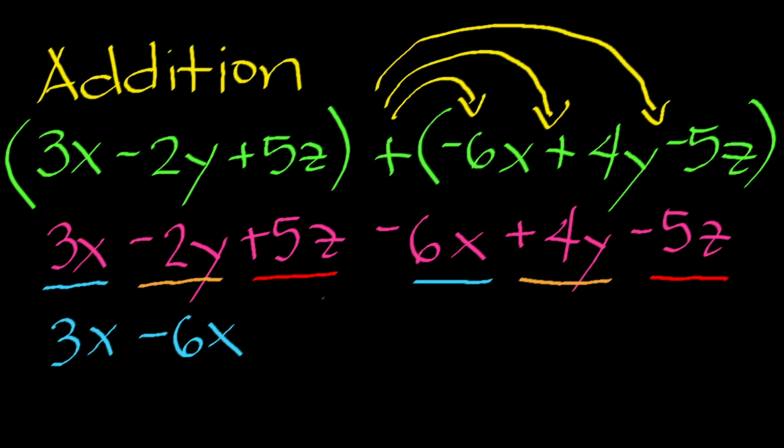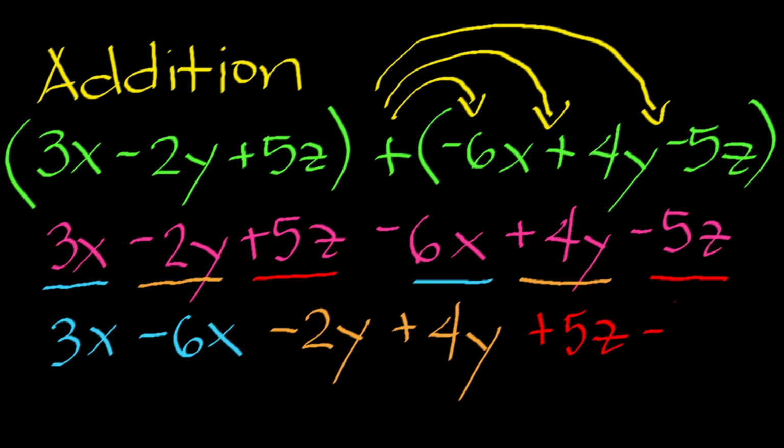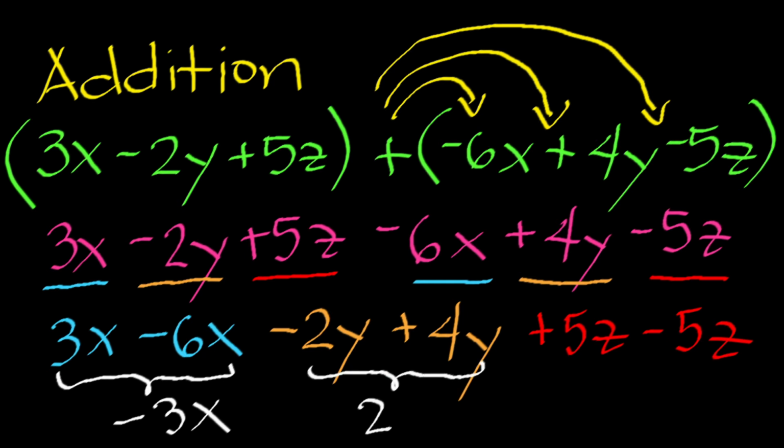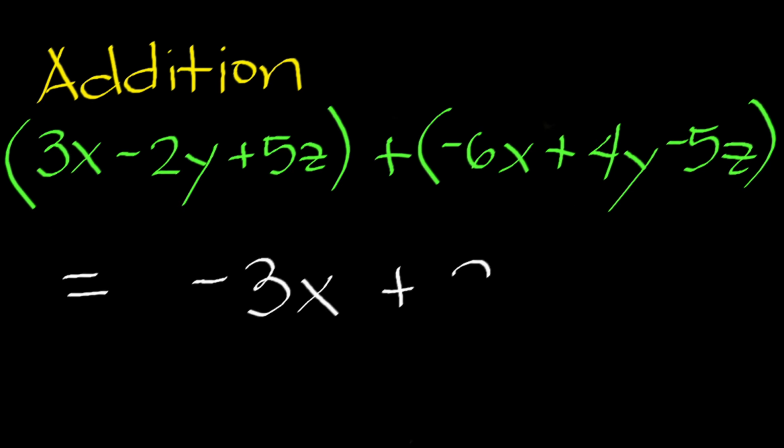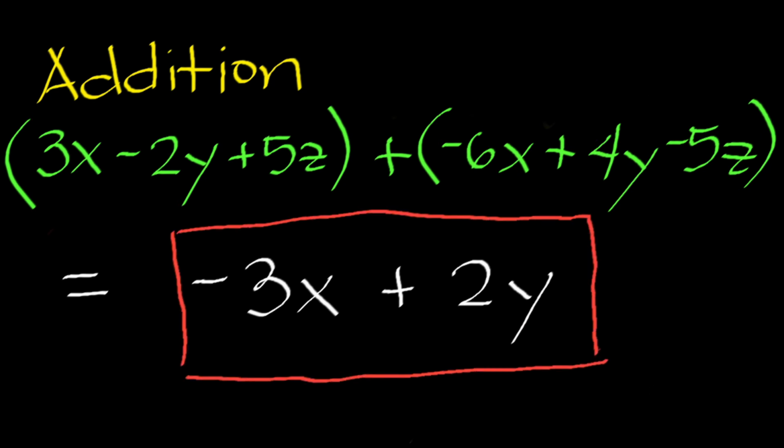And then orange naman yung negative 2y plus 4y. Then lastly, we have plus 5z minus 5z in red. Okay, 3x minus 6x is equal to negative 3x. And then negative 2y plus 4y is positive 2y. Now we have 5z minus 5z. So basically 0 yan. So the answer is negative 3x plus 2y.